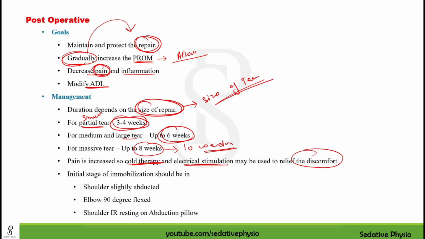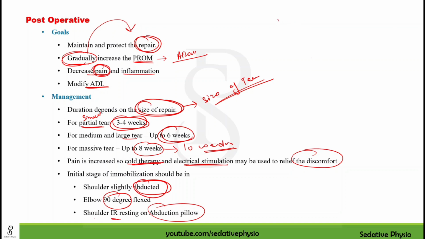Right? Now just after the surgery, the shoulder is completely immobilized. The upper extremity is completely immobilized. What should be the position of the immobilization? See, the initial stage of immobilization should be with the shoulder slightly abducted. We will fix the shoulder in a slightly abducted position. The elbow will be fixed at 90 degrees, and the shoulder is internally rotated, resting on the abduction pillow.